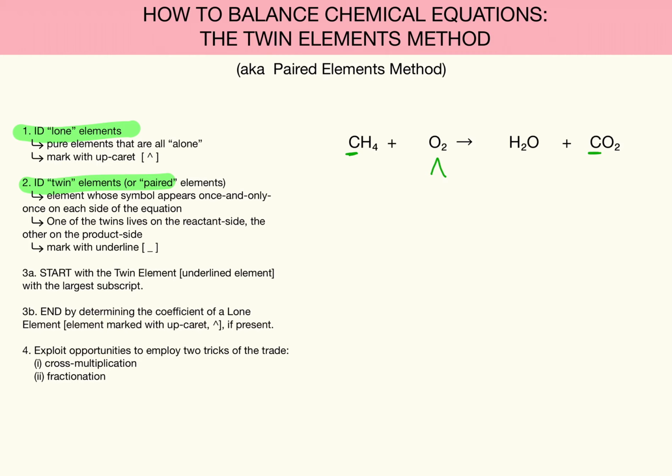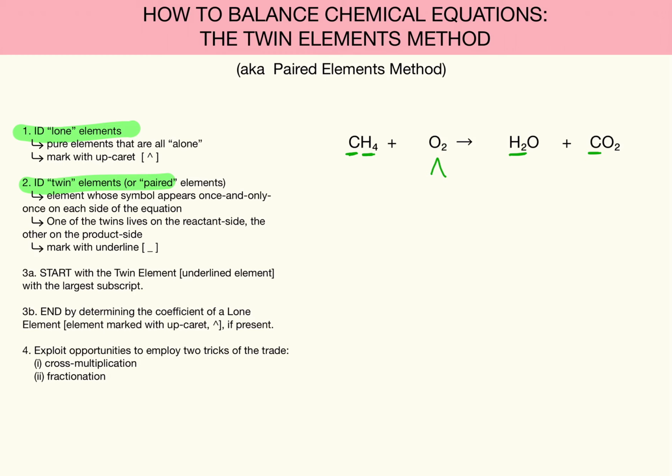Well, let's look at all of the elements in the reaction to see if we have any other ones. How about hydrogen? Yes, it's a twin. The symbol appears once and only once on the reactant side and once and only once on the product side. Warning, do not be confused. We are not looking at subscripts. We're only looking at the symbol. It is the symbol that's paired, not the number of atoms. Well, let's look at the last one, oxygen. I know this oxygen is a lone element, but is it also a twin? In this case, no, because it appears 3 times. If anything, it's a triplet. It's certainly not a twin.